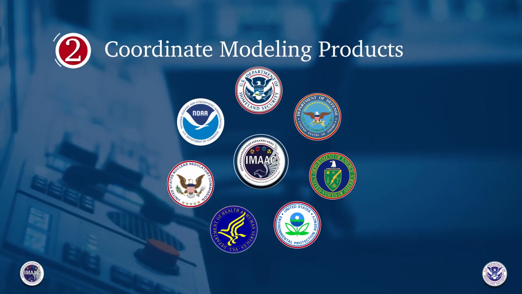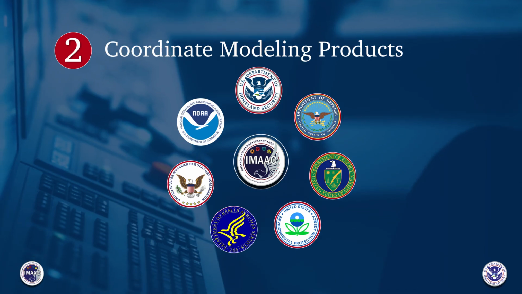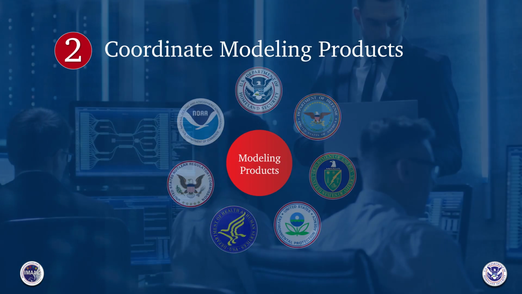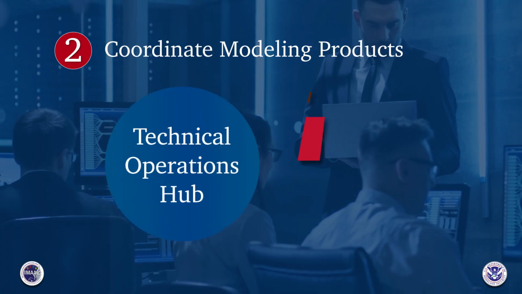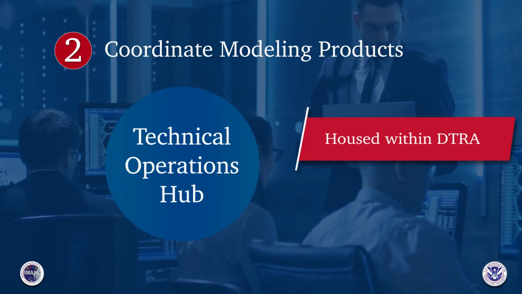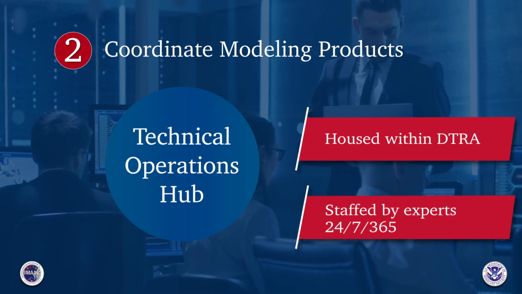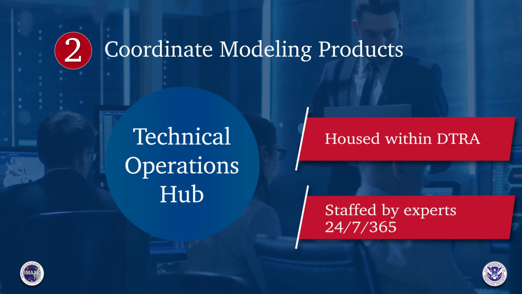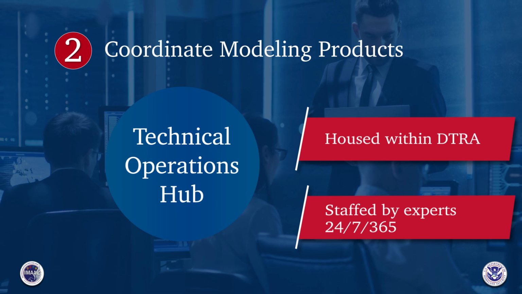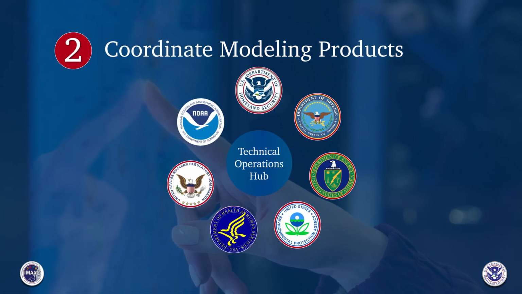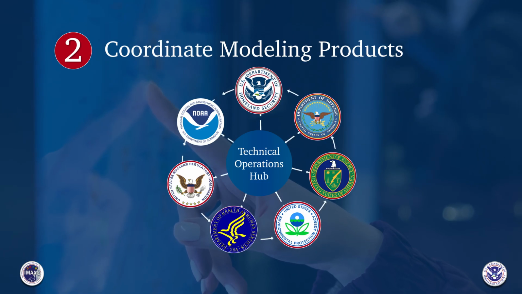Second, the Technical Operations Hub begins coordinating the development of modeling products across IMAAC member agencies. The Technical Operations Hub is an operations center housed within the Department of Defense, Defense Threat Reduction Agency, or DTRA, and is staffed 24/7, 365 by atmospheric and water dispersion modeling experts. This hub is the single point of contact for interagency coordination and provides a platform for all IMAAC member agencies to contribute their expertise to the development of incident models.